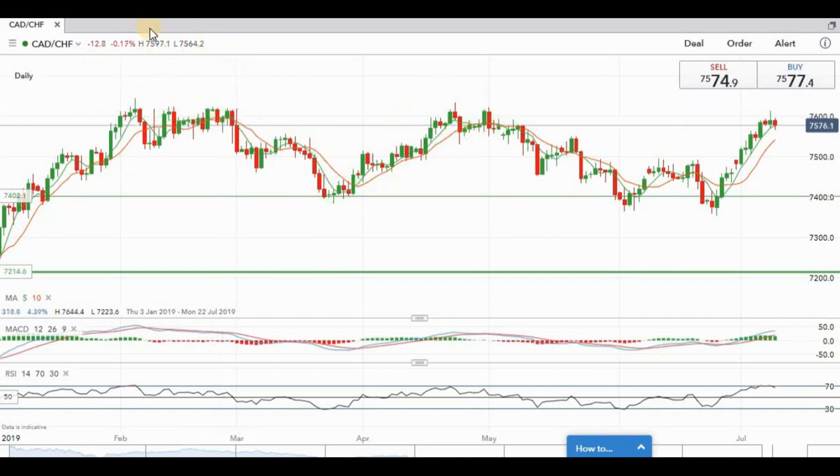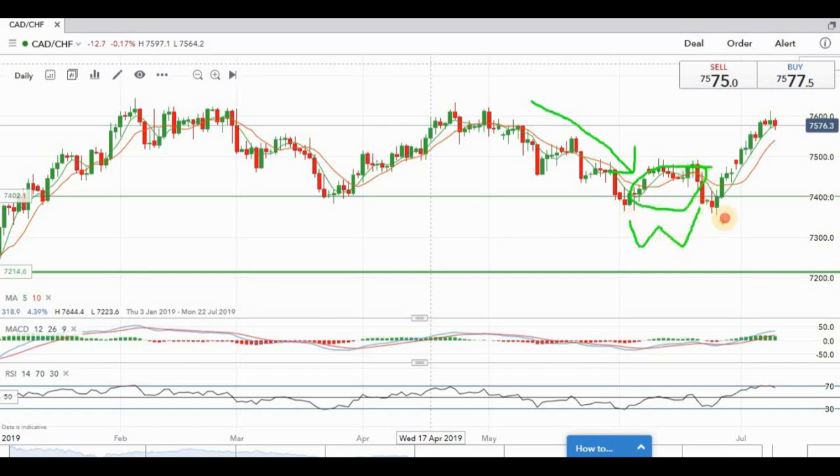So on this Canadian dollar Swiss franc example, most recently the price decreased down to the bottom of the range. So what we'd be looking for at this point is a double bottom to form to signify that the price is about to reverse and head back up to the top of that range.